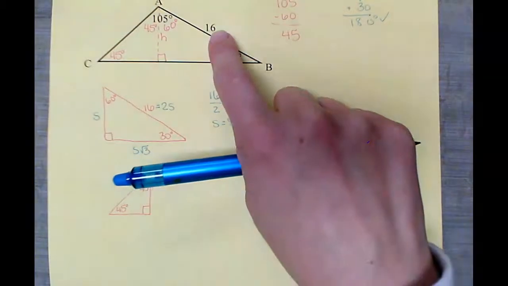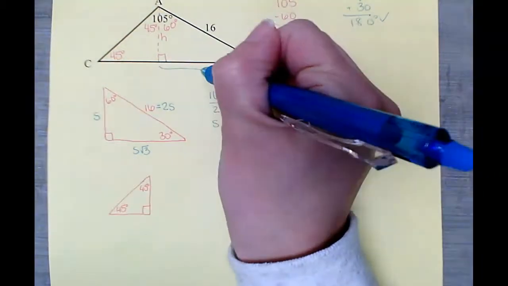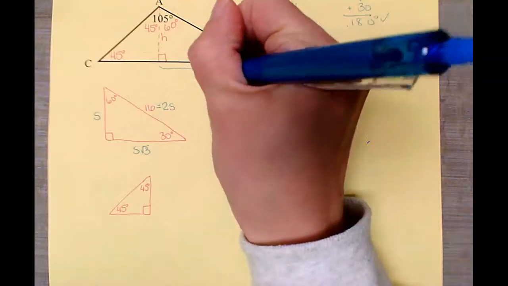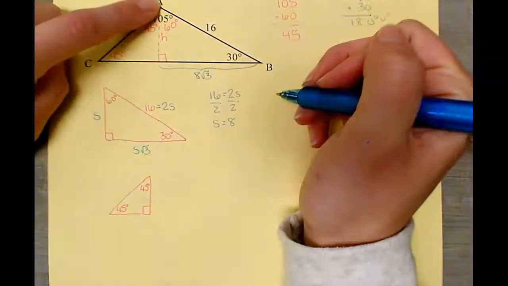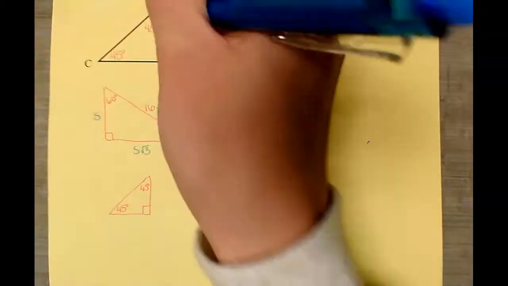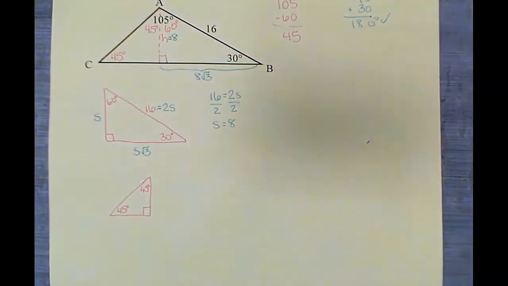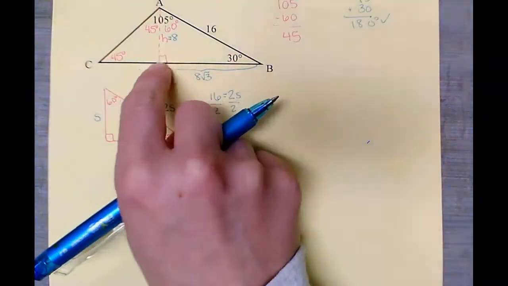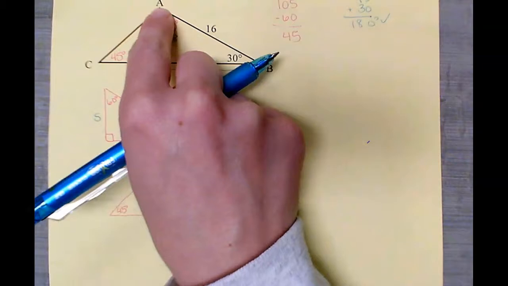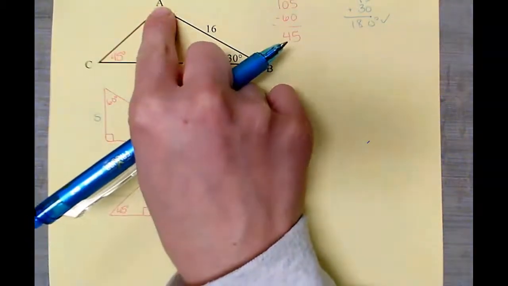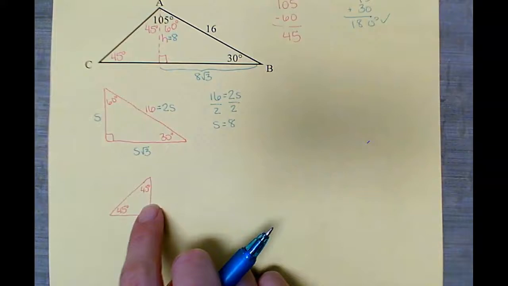So if this is 16, this right here is 8 square roots of 3. And this right here is 8. Now, it just so happens that this measurement of the height, which is 8, also appears in this triangle because it's a shared side. So I'm going to go ahead and insert that into this diagram.